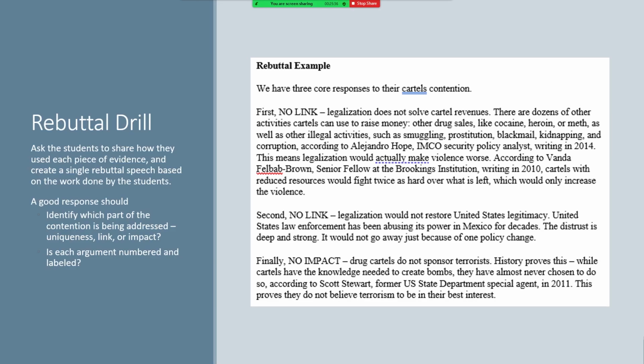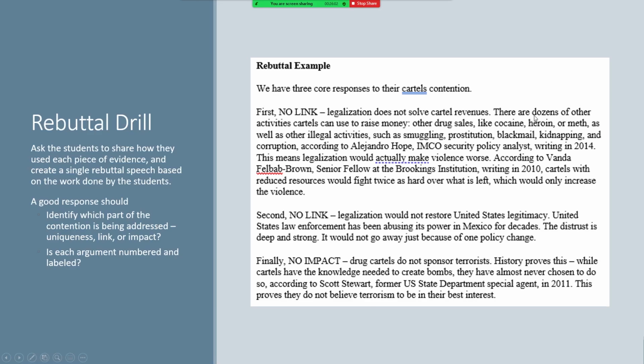And like you can see, we reinforced the idea that in a rebuttal you need to number your arguments. We reinforced that it's good to have labels for your arguments. So here you can see the arguments are labeled with no link, and no impact. And then there's a very short summary of the argument, so it's very easy to flow or write down what the argument is.